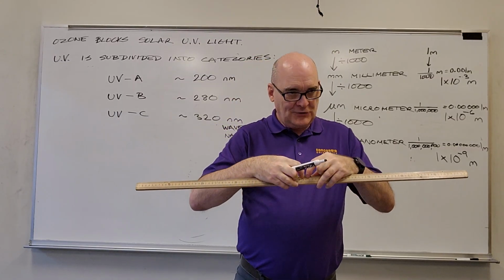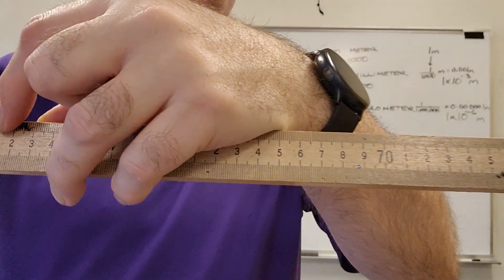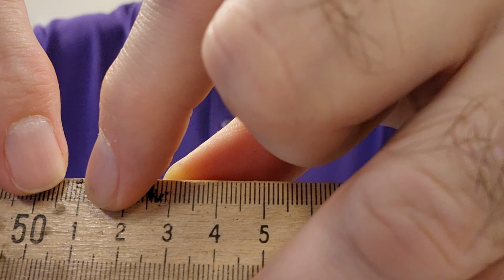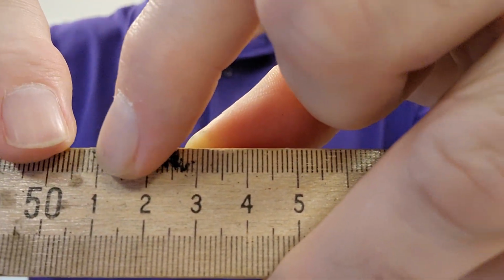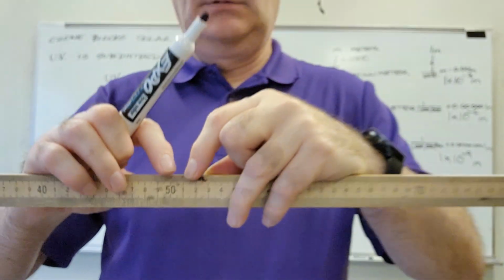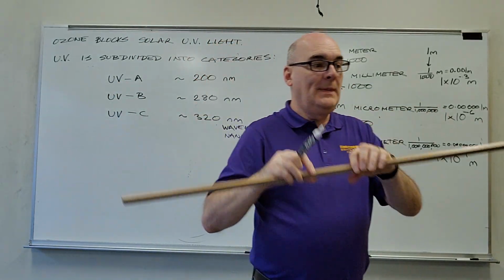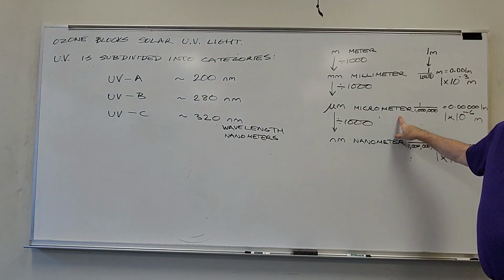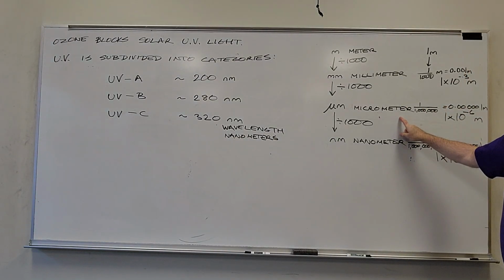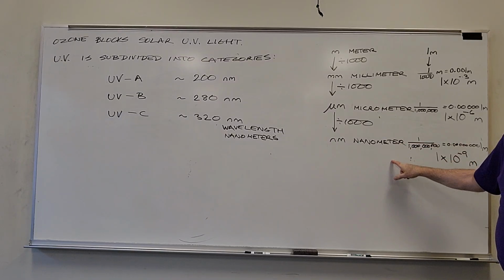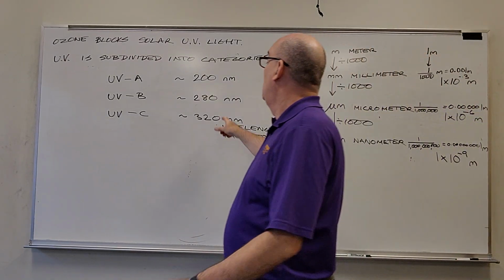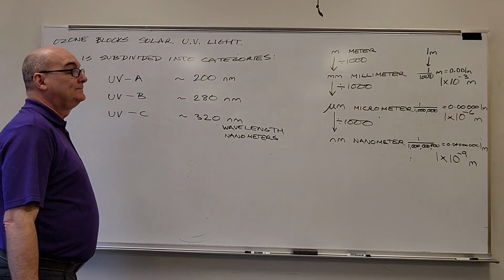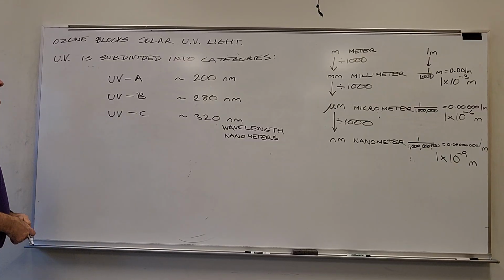These top little gradations are 1,000th of a meter. Those are millimeters. There's 1,000 of those little tiny lines in this. So each one of those little tiny lines is 1 millimeter. Divide them by 1,000 again, you get micrometers. Divide them by 1,000 again, and you get nanometers. 200 of them is the wavelength of ultraviolet A, and then ultraviolet B, and then ultraviolet C.